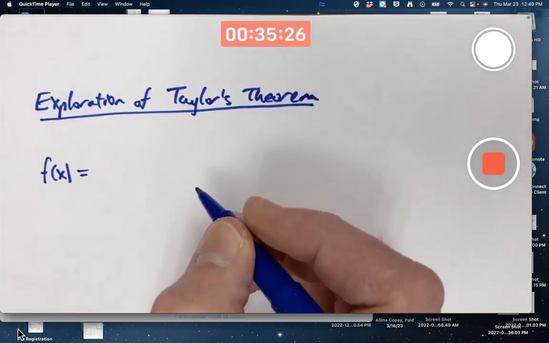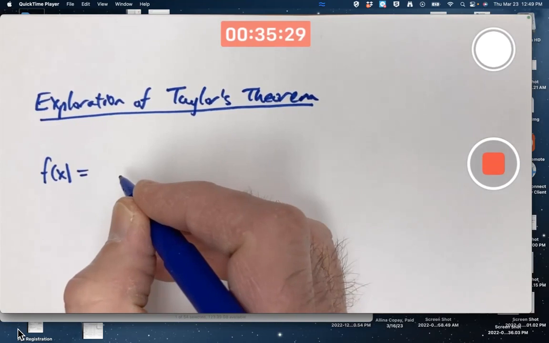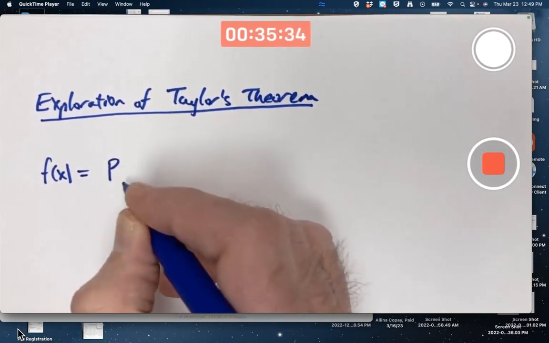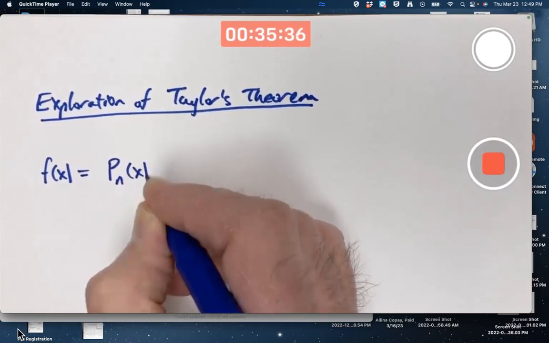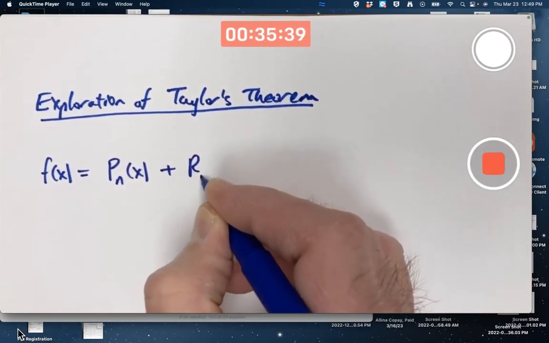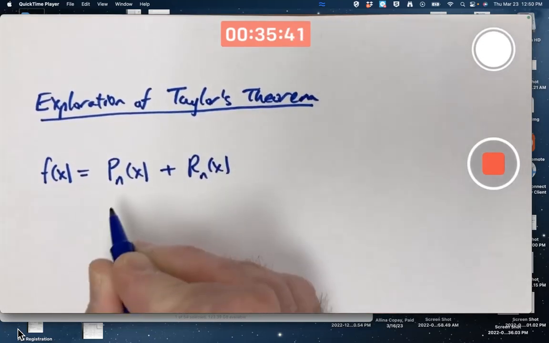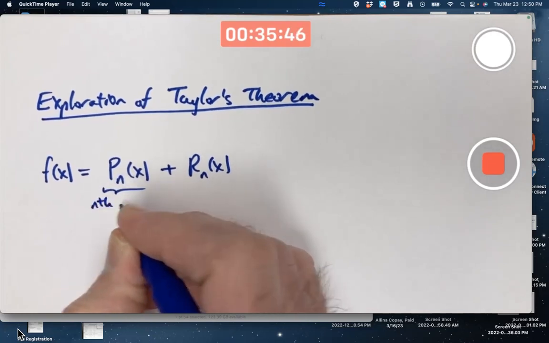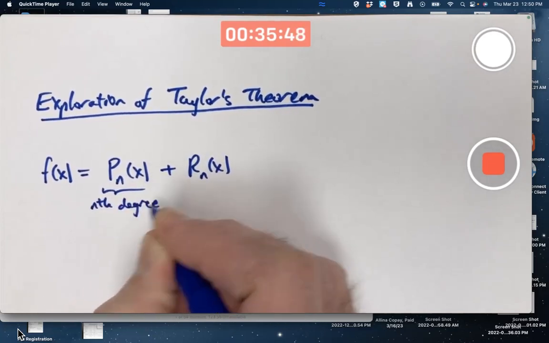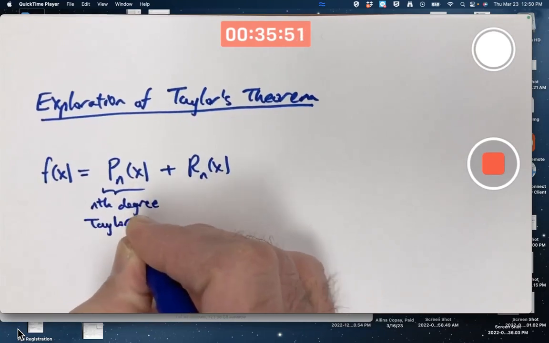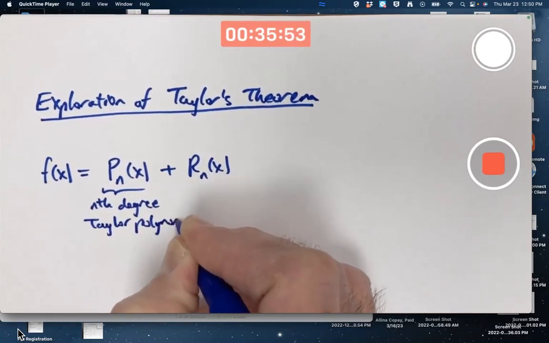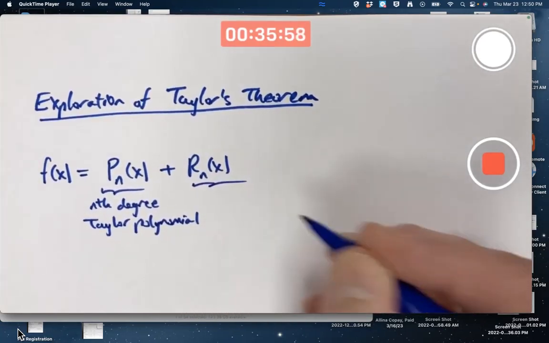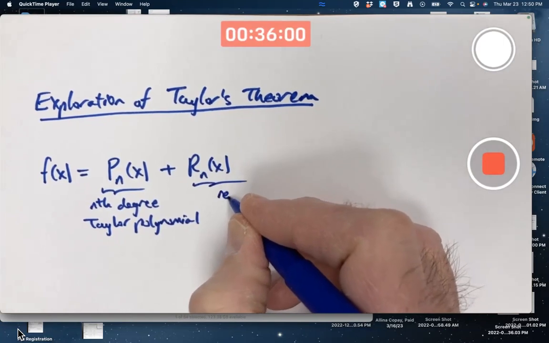And it says, for any positive integer n, and even n equals zero, we can break f of x down into the sum of two pieces, P_n(x) plus R_n(x), where P_n(x) is the so-called nth degree Taylor polynomial, and it is a polynomial, and R_n(x) is sometimes called the remainder term.